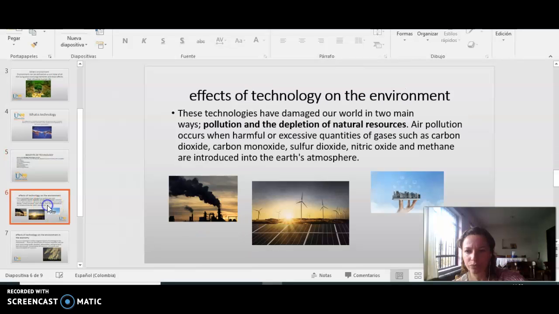So, effects of technology on the environment. The existing technology has damaged our world in two main ways: pollution and the depletion of natural resources. Air pollution occurs when harmful or excessive quantities of gases such as carbon dioxide, carbon monoxide, sulfur dioxide, nitrogen oxide, and methane are introduced into the Earth's atmosphere.